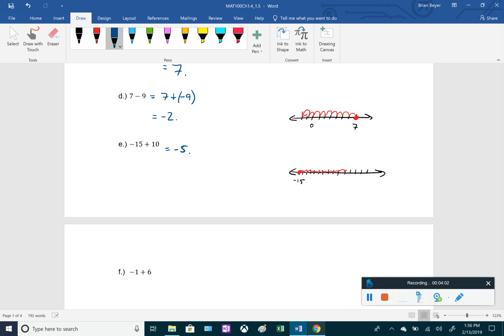That would give us a value of -5. The other way to think of this is -15 plus 10 also equals 10 minus 15, or 10 plus a -15, whichever way you want to think of that. So whichever way is easier for you. If you have to rewrite it like that, fine. If not, then that's okay too.